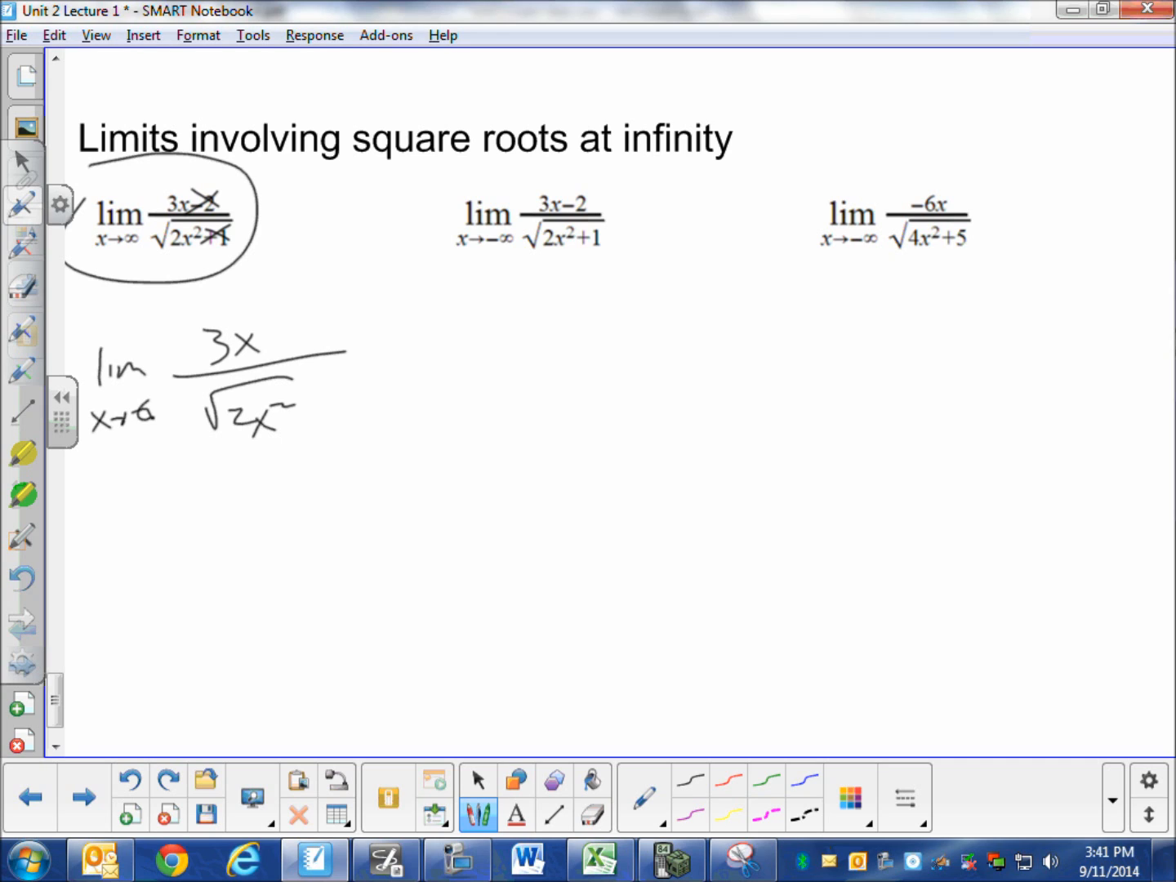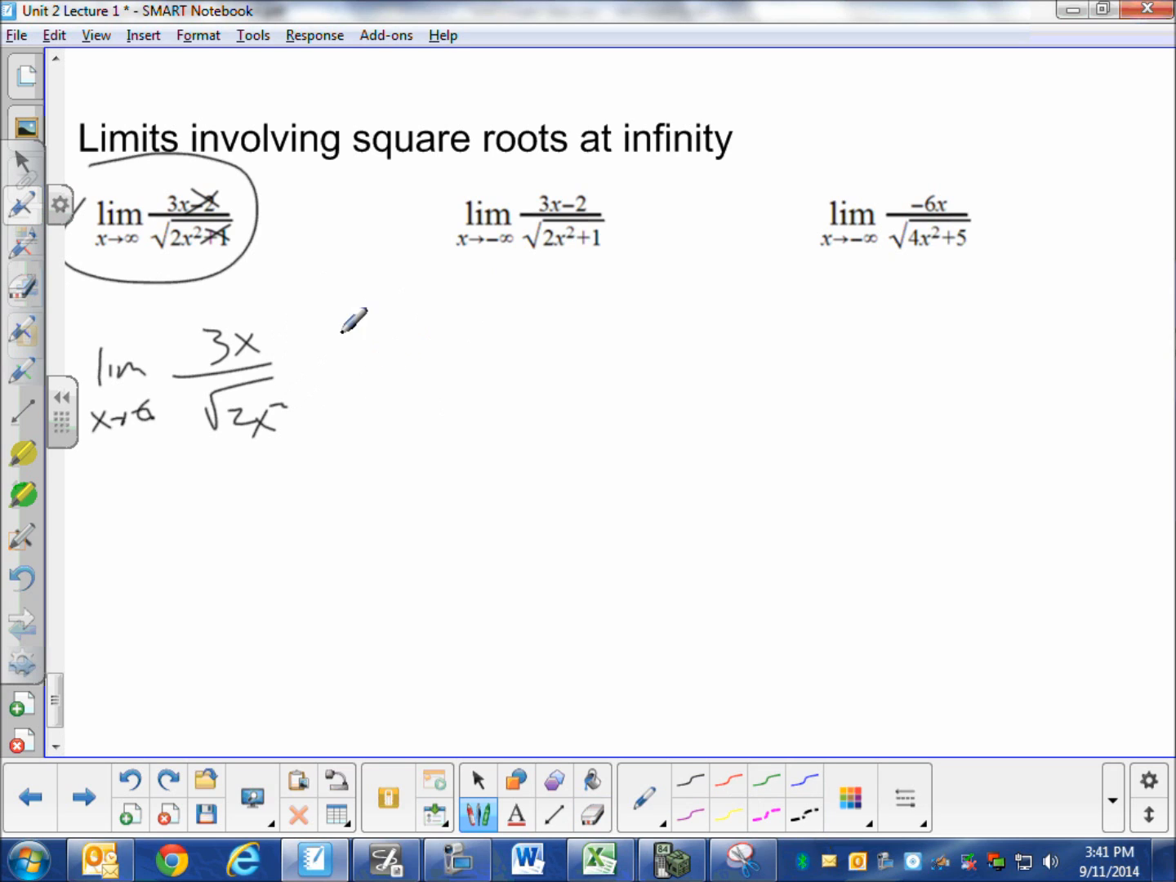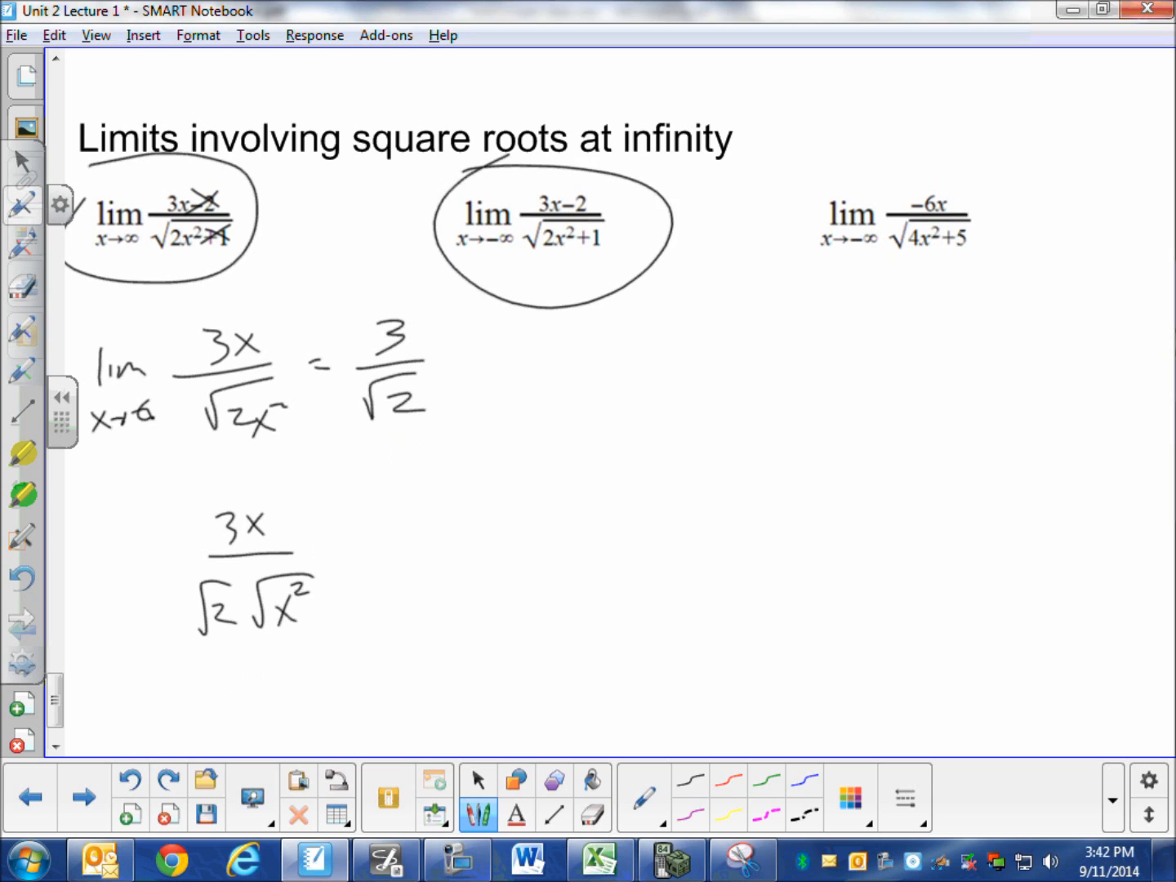The square root of something squared is just what we start with. So, what has a higher power, the denominator or the numerator? They're the same. So, it's not 3/2, it's 3 over root 2, because it's not 2, it's the square root of 2. You can split this to be root 2 root x squared. Now, I don't want you to go all the way down to root 2 times x, and I'll show you why. Look at this.